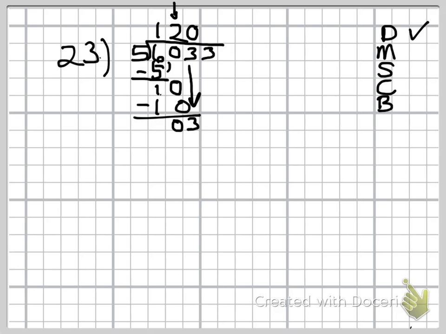I've divided, now I multiply. 0 times 5 is 0. Done. Now I subtract. 3 minus 0 is 3. Done. Now I check. 3 is less than 5. So I'm good. Now I bring down my 3, and now I'm ready to start all over again in my ones place.